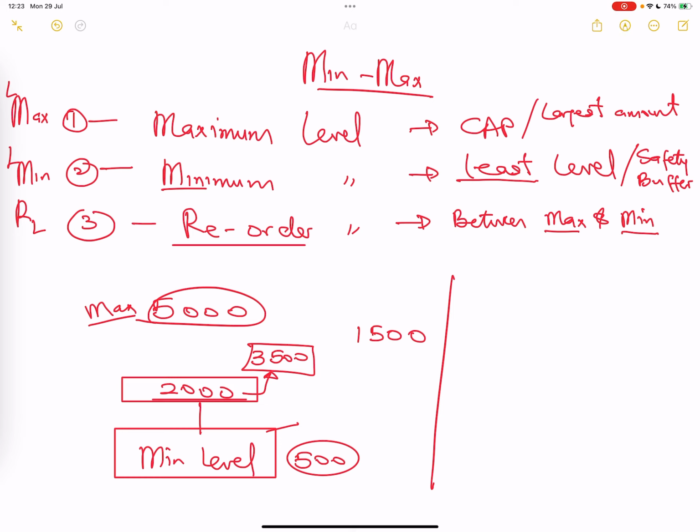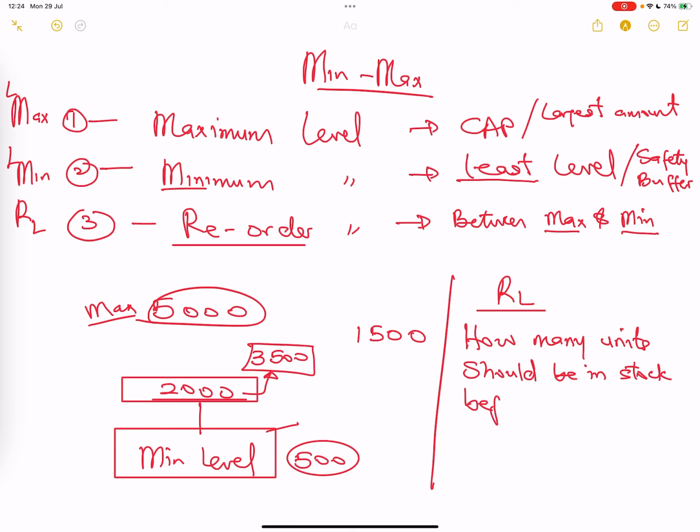So your reorder level, like I explained to you, what this is saying is, I want to answer this question for you. The question is, how many units should be in stock, that is in the warehouse, before a fresh order is placed? Before a fresh order is placed with our supplier.